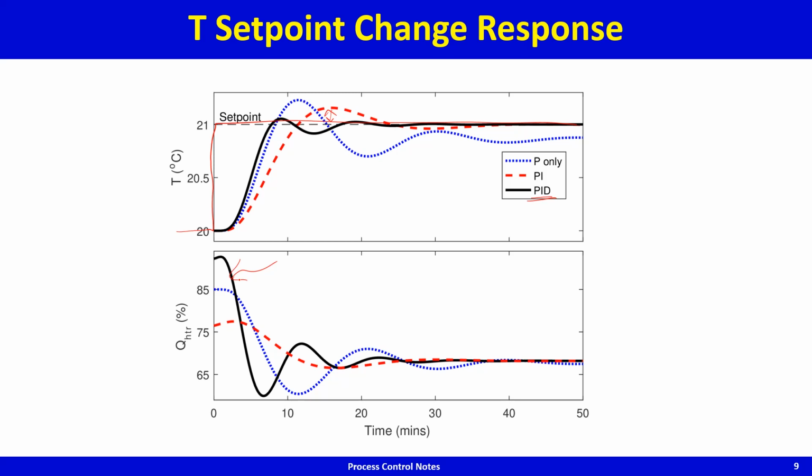You can see the blue dotted curve, proportional only, has an offset. So PI and PID have no offset. PID allows you more aggressive control. If you choose your tuning parameters properly, PID control gives the tightest control amongst the three variants.